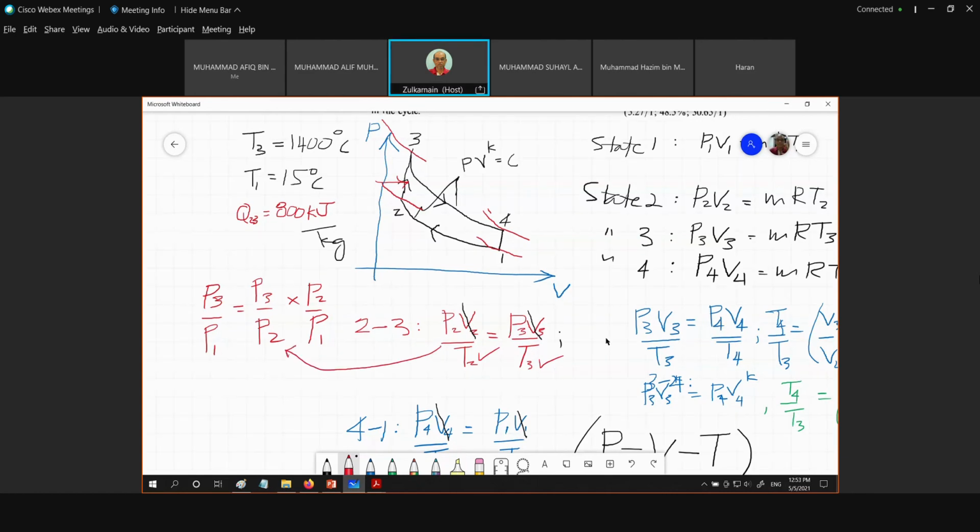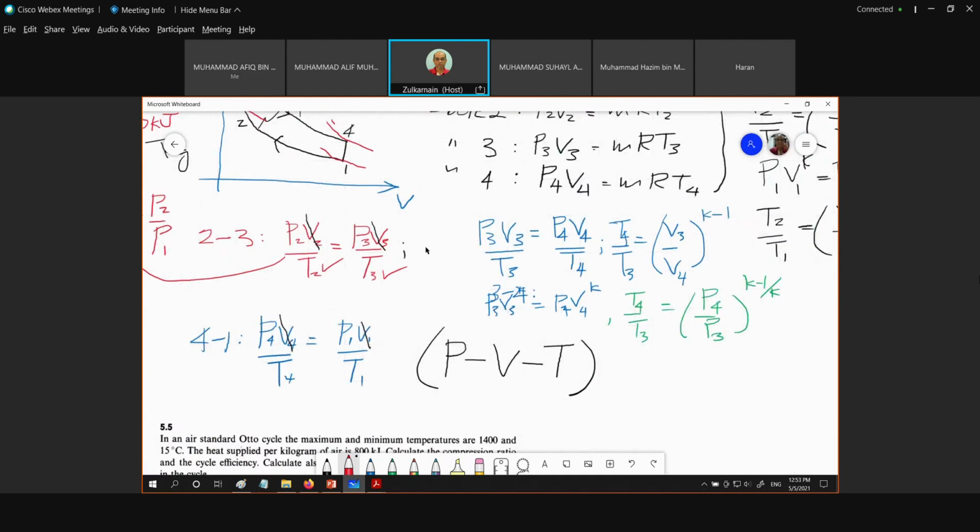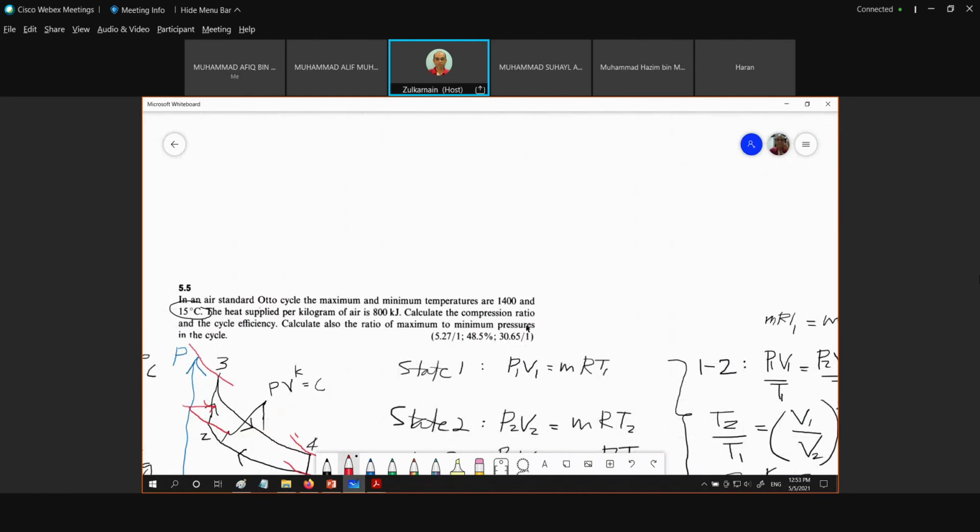Okay? So guys, you have a try. Cuba buat. Dapatkan the same answer as this. This is compression ratio, this is thermal efficiency, and this is your pressure ratio. So we have two ratios: compression ratio and pressure ratio. Compression ratio is V over V, pressure ratio is pressure over pressure. Okay? So please try buat soalan tu. Habiskan, siapkan, lengkapkan.